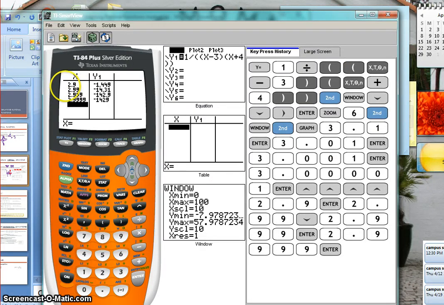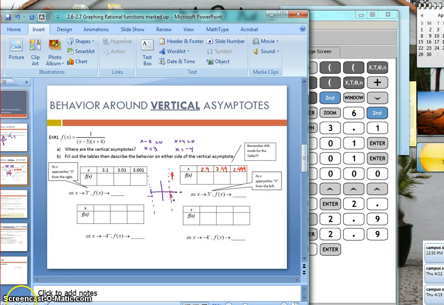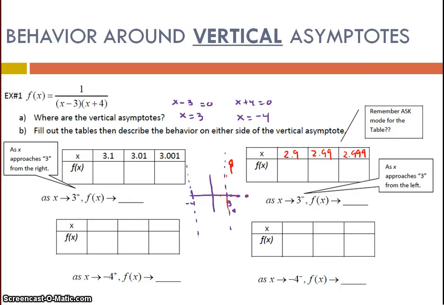Okay, so we went back to the calculator, put 2.9, 2.99, 2.999, and so on. And what do you notice about the y values? Your function is a small negative number, getting smaller and smaller and smaller. These numbers are approaching negative infinity, negative 1.4, negative 14, and so on. So when we put those table values back in, we can see that on the left-hand side of 3, our values are getting smaller. So it was approaching negative infinity, whereas when we approached 3 from the right, the table told us that it was approaching positive infinity. Okay, so you have these numbers filled out from the calculator.